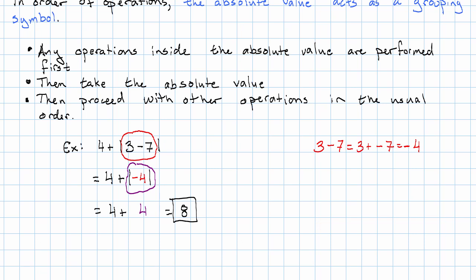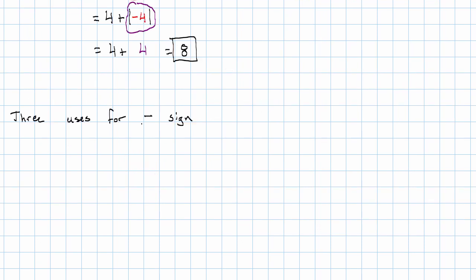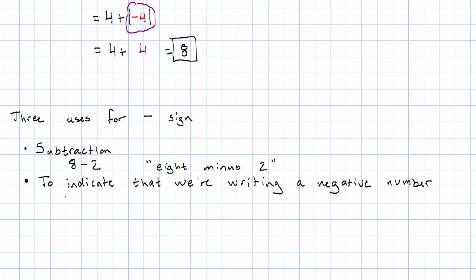The other new element we introduce when we introduce negative numbers is additional uses for the sign that we previously used for subtraction. We actually have 3 related ways that we use this dash-shaped sign. We use it for subtraction, as in 8 minus 2. We use it to indicate that we're writing a negative number, as in negative 17.